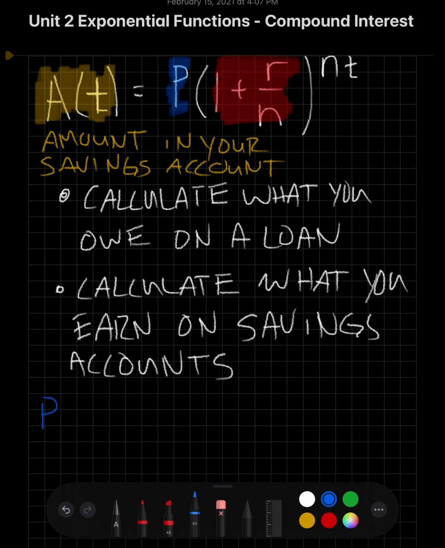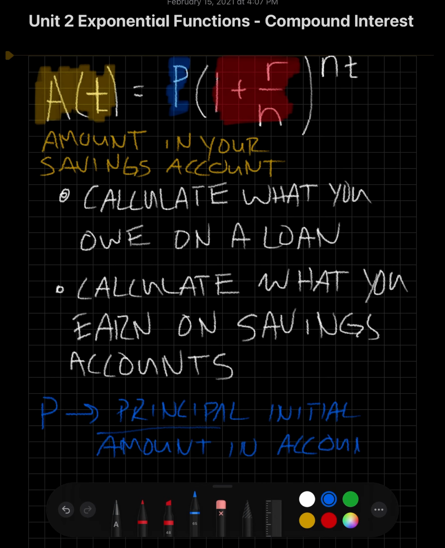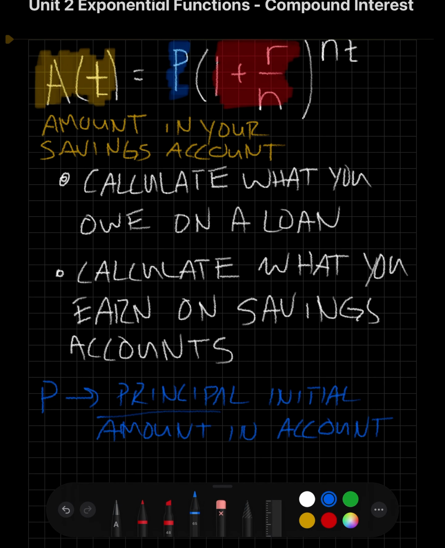P stands for principal, and that's the initial amount in your account. If you start a savings account with $30, that is your initial amount, your principal. Or if you're talking about debt, that would be the amount of your loan. So if you took out $2,000 to buy a car, your P would be $2,000.